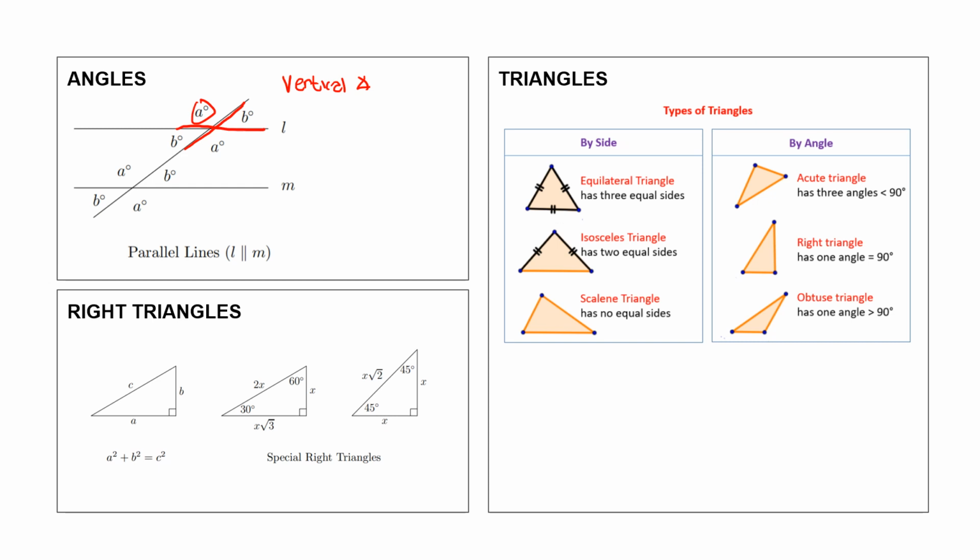So we have angle A equal to angle A. They're across from one another. Same thing with angle B. They're across from one another. They're equal. Next up, we have corresponding angles.